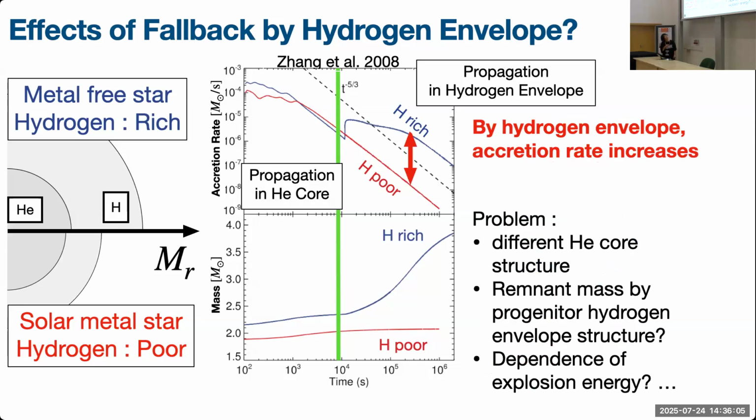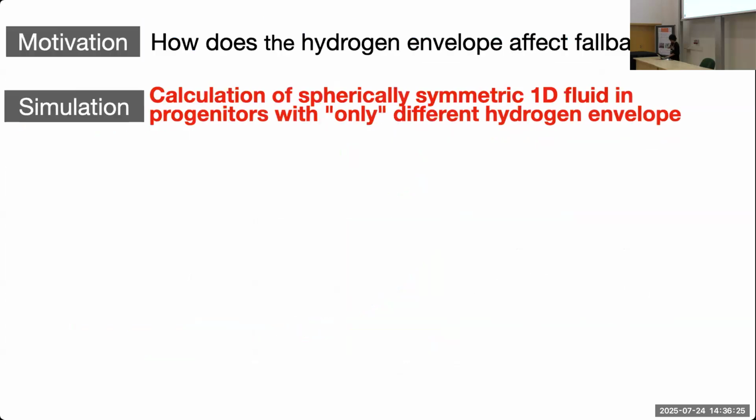For example, these progenitors have different helium core structures. And how does the remnant mass increase with the hydrogen envelope structure, and what is the dependence on explosion energy? So in this work, our motivation is: how does the hydrogen envelope affect fallback? Our simulation is a calculation of spherically symmetric 1D fluid dynamics in progenitors that differ only in the hydrogen envelope.